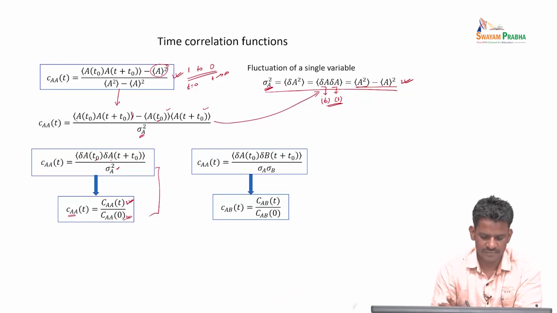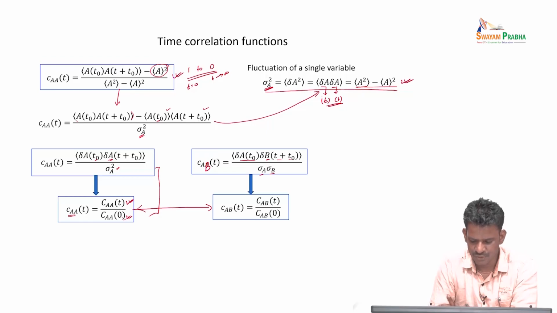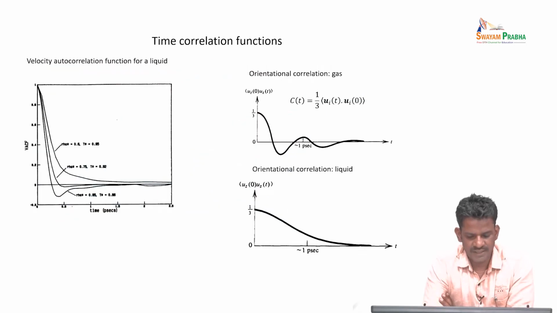Now this is done for the autocorrelation function, and you can do the same thing for the cross correlation function C_AB, where we replace one of them with B. We write the ensemble average of delta A delta B, where A is measured at t naught and B is measured at t plus t naught, divided by the respective standard deviations of A and B. Similarly, you can show that the normalized correlation function between A and B can be related to the unnormalized time correlation function at time t divided by the same value at t equal to 0. So now let us look at how the time correlation function behaves for certain variables.